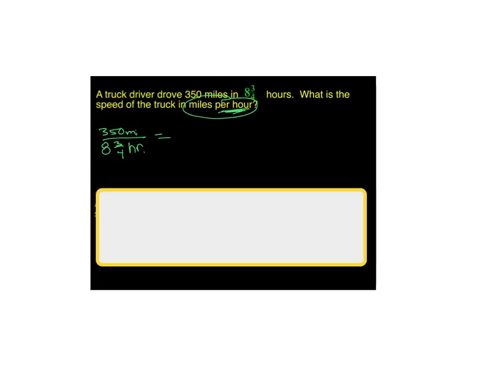And now I'm going to set it up to divide. 350 divided by 8 3/4, which is 35 fourths. Let's set it up as a multiplication problem. 350 times 4/35. This is one of those nice reducing problems. I've got a 1 and a 10. And look at my answer. I've got 40 over 1, or just 40.